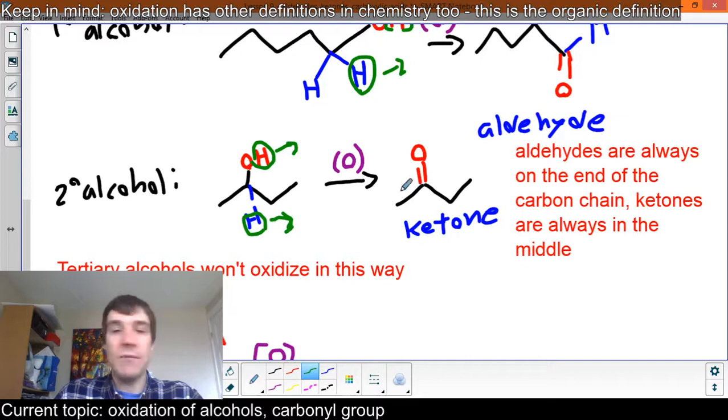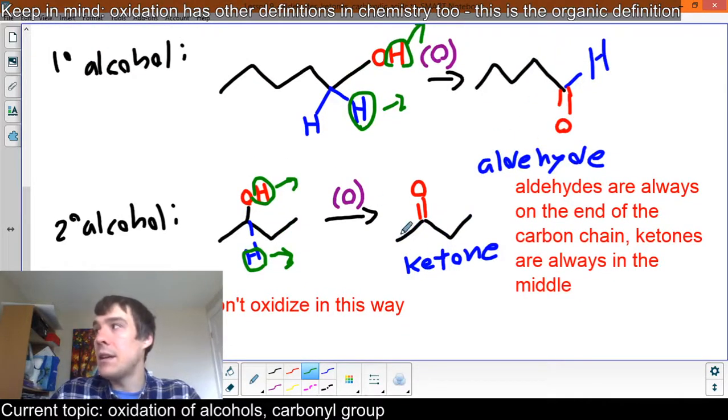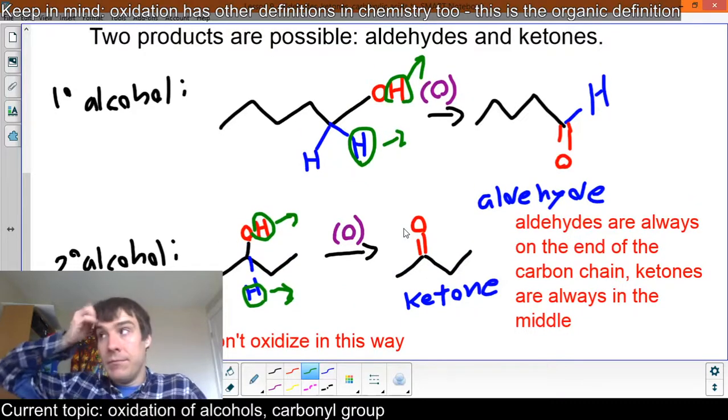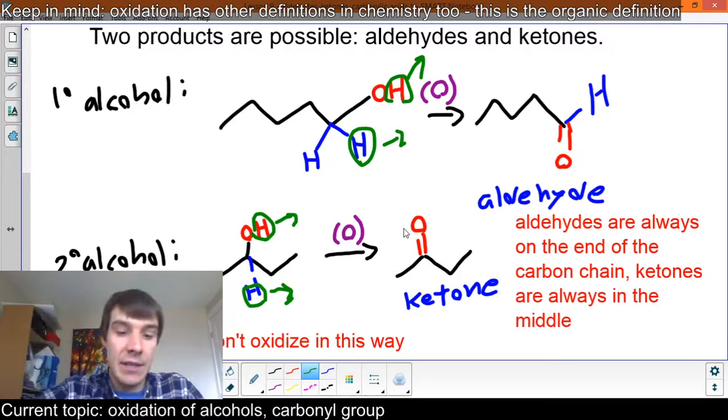That carbon is making 4 bonds. That's going to become important later when we're doing reactions with them. So aldehyde is on the end, ketone is in the middle. This is a relatively simple reaction to predict.